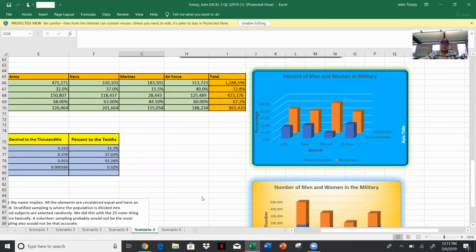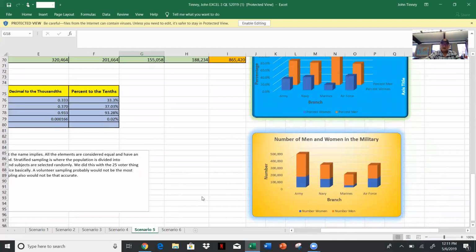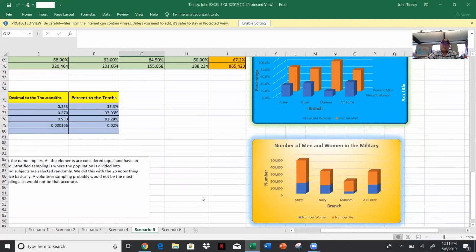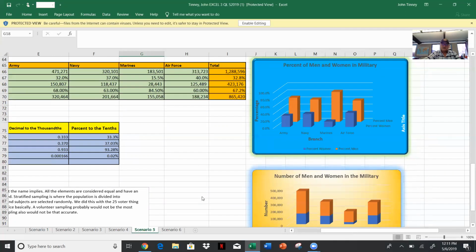It shows with these different bar graphs the number of men against the number of women, and it shows in the Marines the most of them are men, very few are women. Air Force is pretty close. Army is, of course, not. It certainly has a lot more men than women, and that's just the way life is.